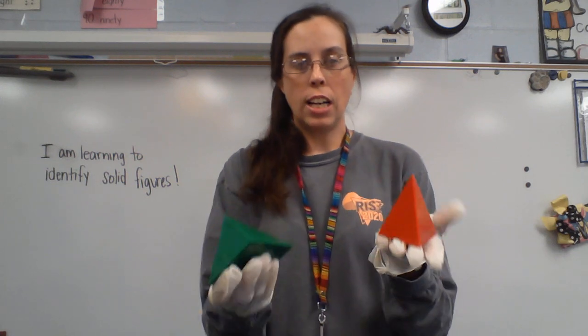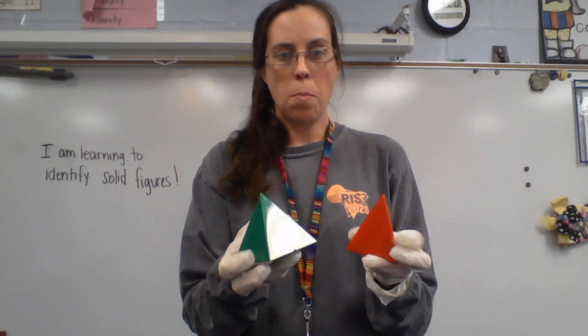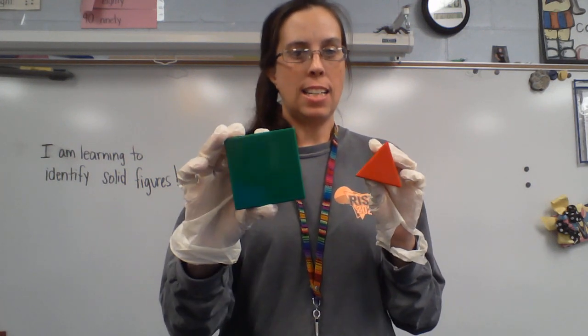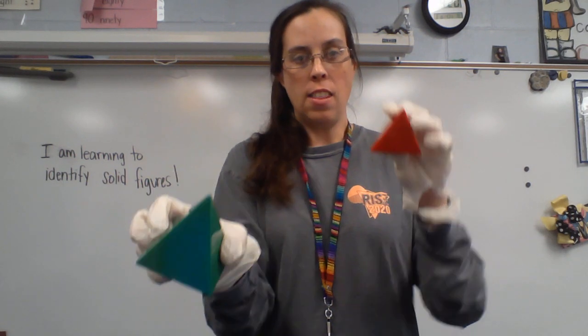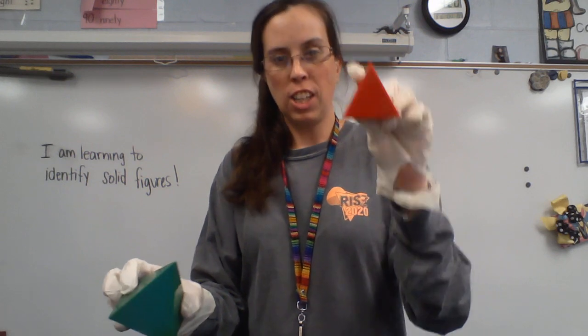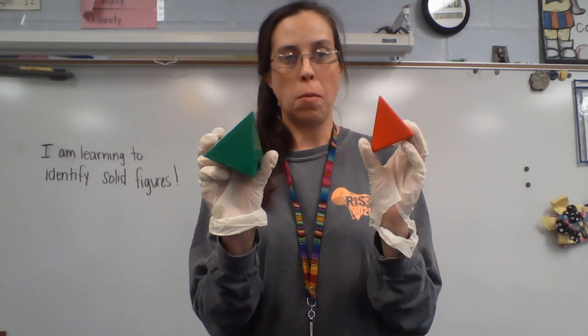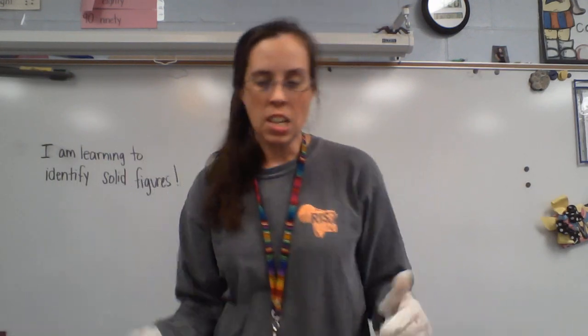Now, these two things have the same name. They're both pyramids. But what makes them different is the base of the pyramid. This is a square pyramid. And this is a triangular pyramid. So you can look at both of these and think about them. That's all the solid figures that we're really going to cover in second grade.